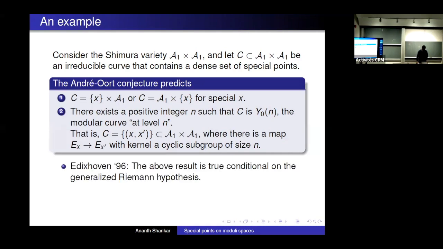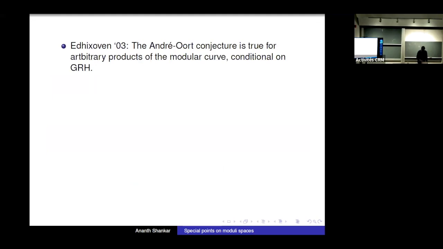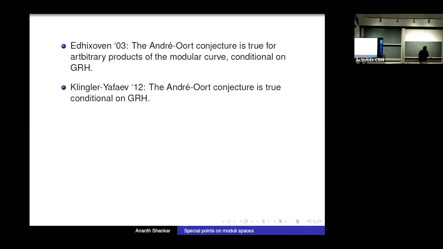And conditional on the Riemann hypothesis, Edixhoven proves this beautiful theorem, and Andre proves this theorem without any conditionality on the Riemann hypothesis. So a lot of people have done a huge amount of work on this conjecture. So here's an extremely non-exhaustive list of past work. Edixhoven proves that the Andre-Oort conjecture is true for arbitrary products of the modular curve, conditional on the Riemann hypothesis. Then again, conditional on the Riemann hypothesis, Klingler and Yafaev prove the Andre-Oort conjecture for all Shimura varieties.